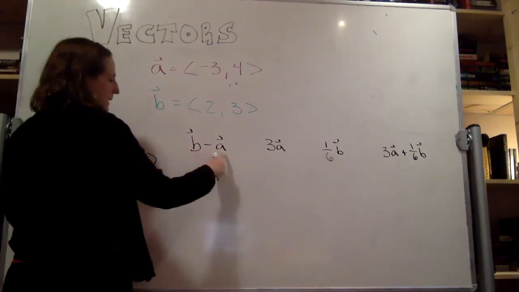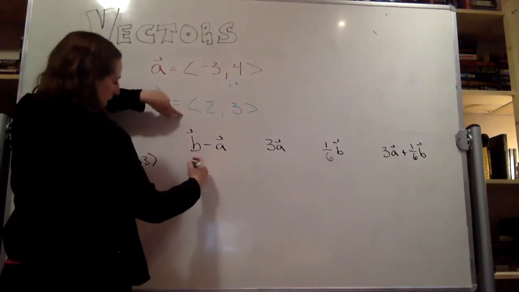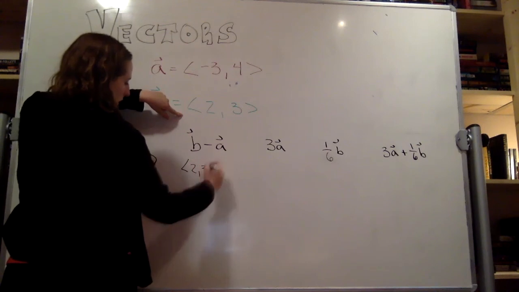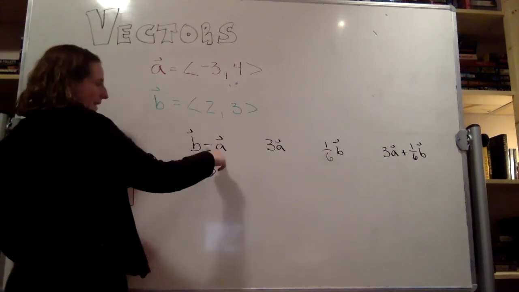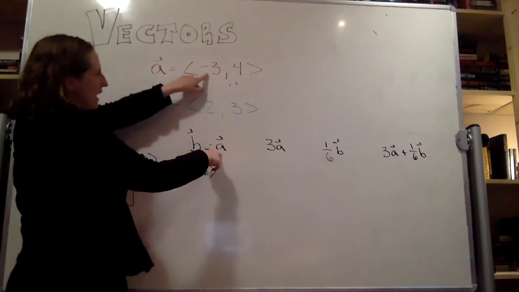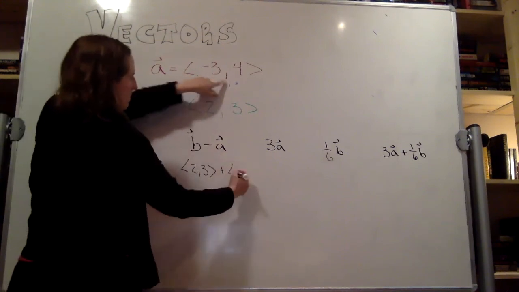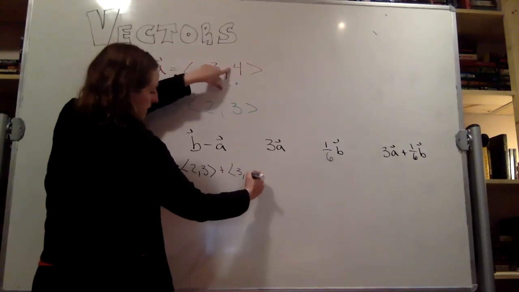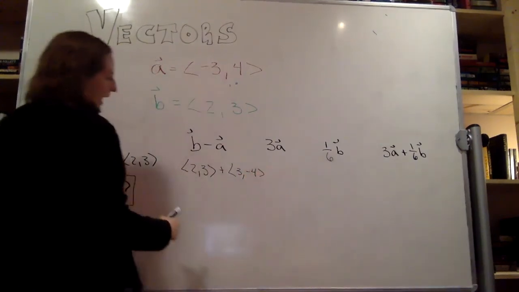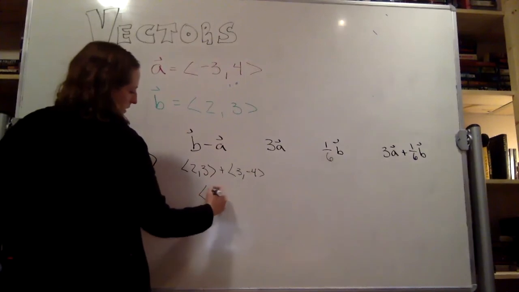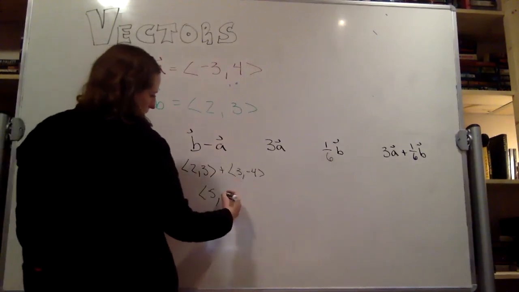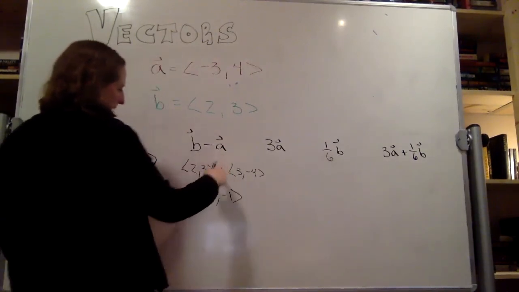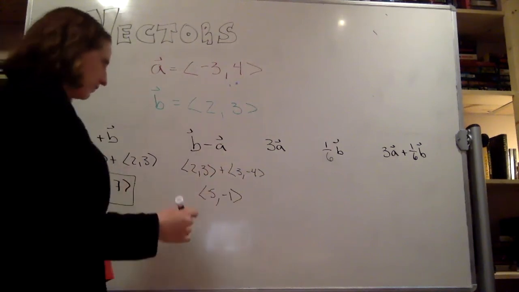Now if I want to do B minus A, technically that'll be B, which is 2, 3, plus -A. But to get -A, I just multiply A through by -1. Negative times -3 would be +3. 4 times -1 would be -4. And then I'm going to add 2 plus 3 is 5. 3 plus -4 is negative 1. So B minus A would be the vector 5, negative 1.